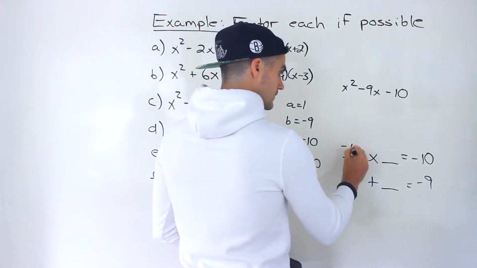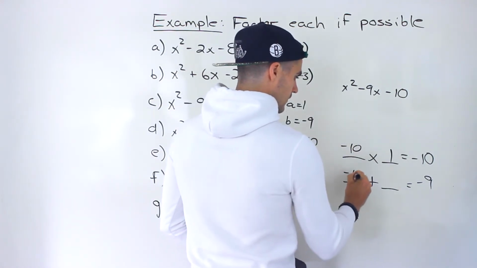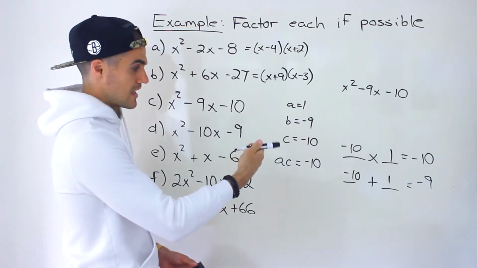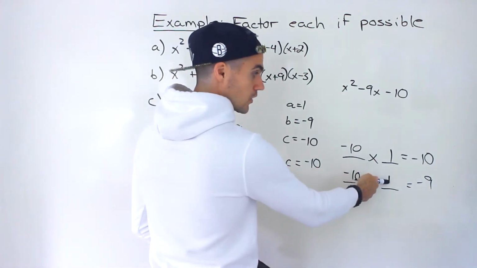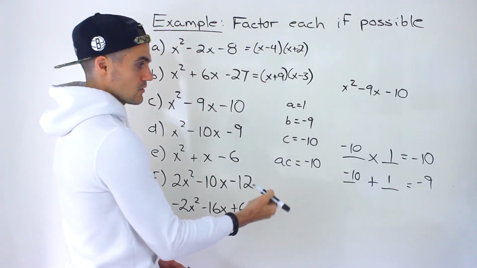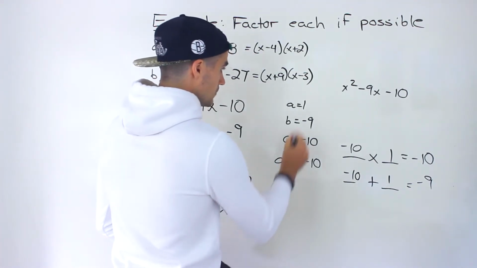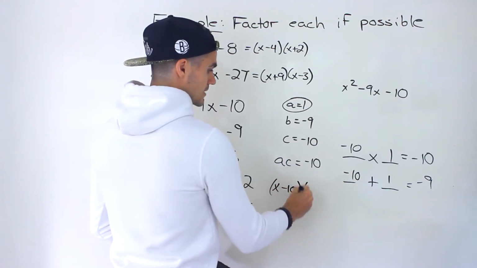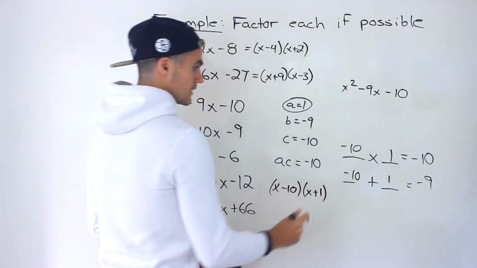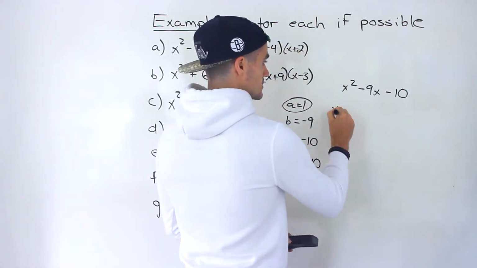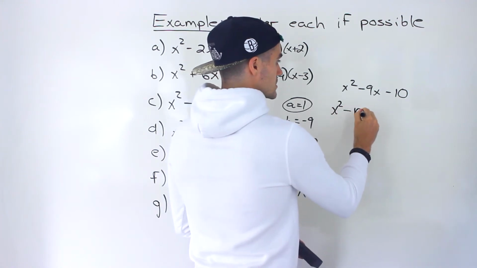-10 and +1, right? -10 times +1 would give us -10. -10 plus 1 would give us -9. Right, so those are the two values. So we know because the a value is 1, we could do a shortcut here. We know our final answer is going to be x minus 10, x plus 1. But let's go through the whole process of decomposition.